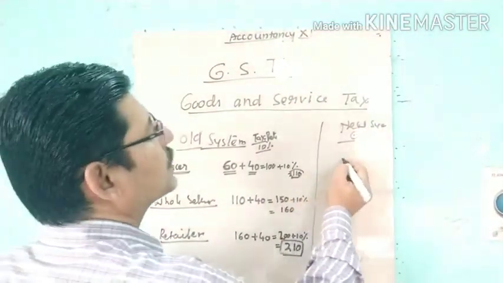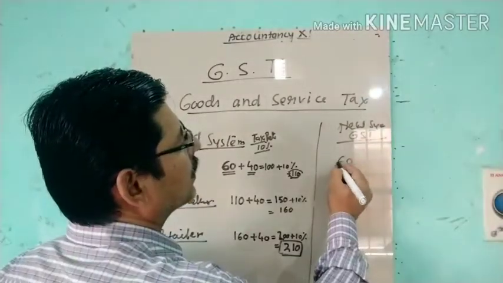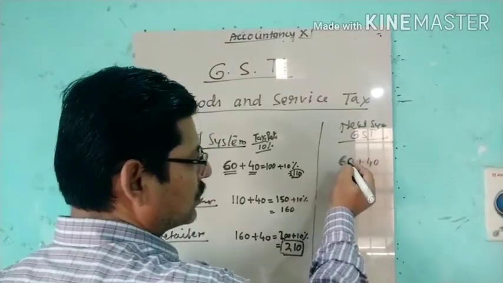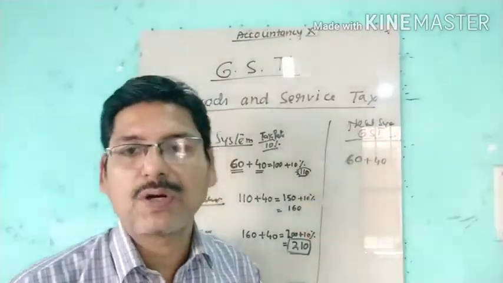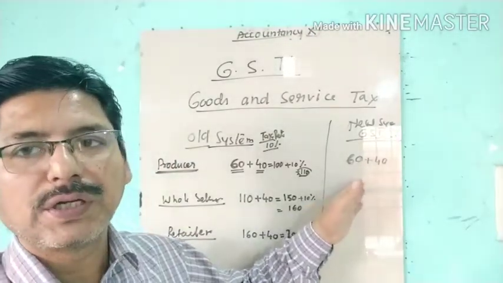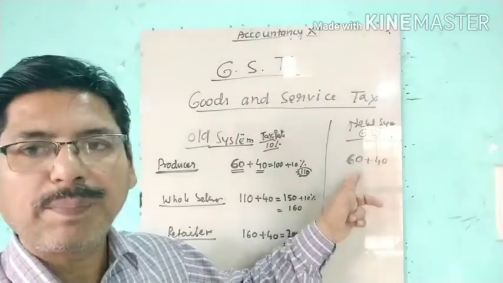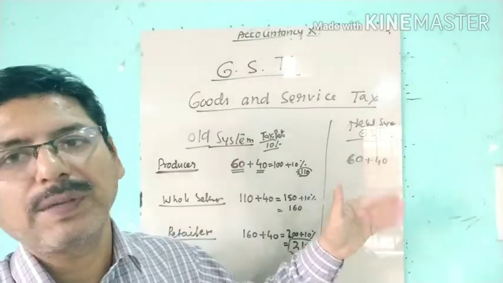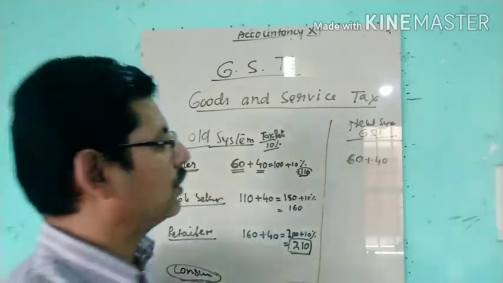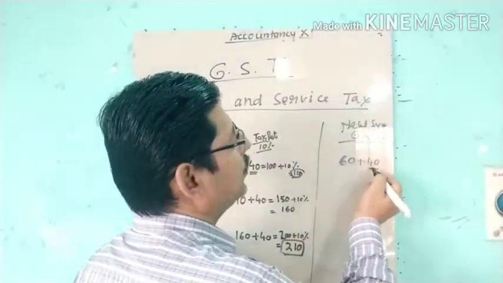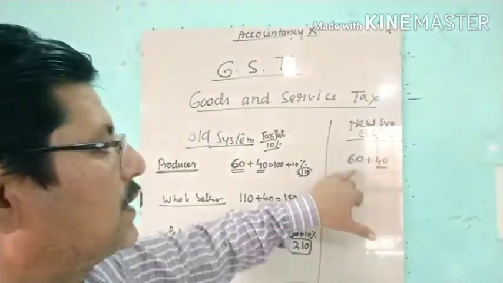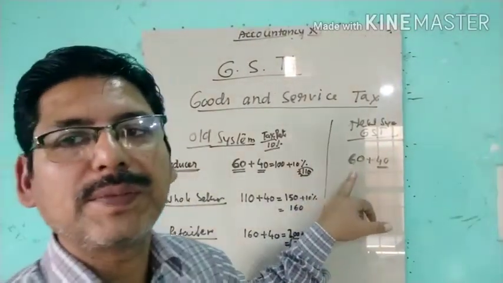if he bought the goods for 60 rupees and wants to take 40 rupees profit, then when the producer bought the raw material or other goods to produce the goods, he must have paid GST on that. Now he wants to sell it at 100 rupees. On this 40, no tax has been paid, so tax will be charged only on this 40 rupees, not on the 60, because tax has already been charged on that.